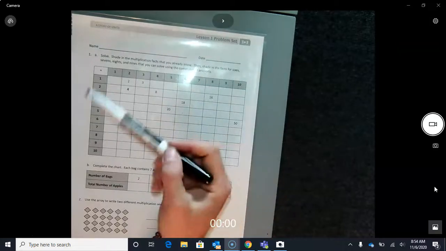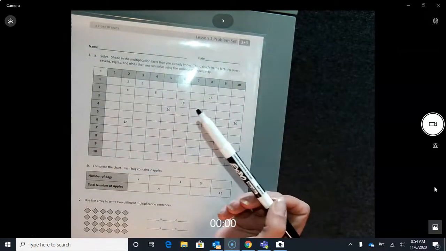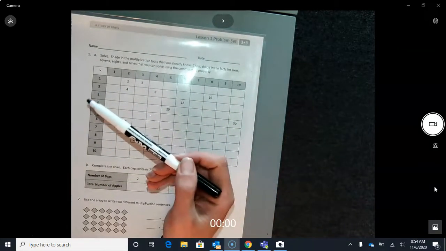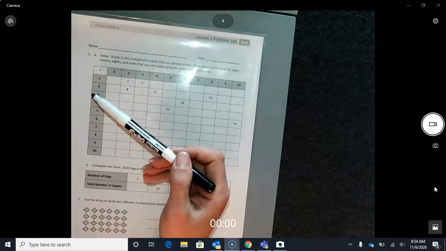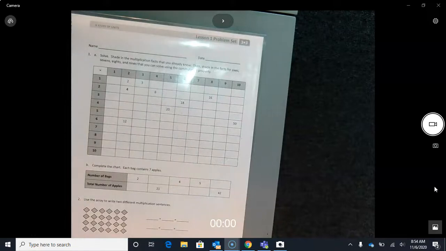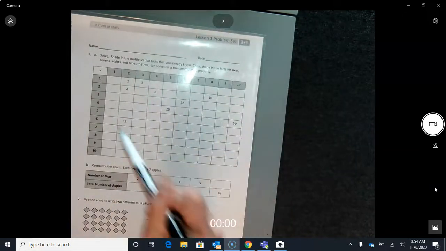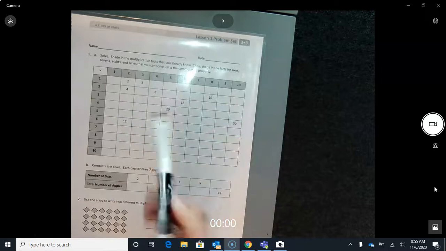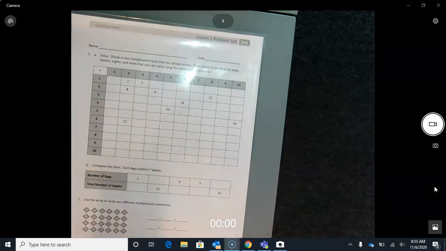So this is called a multiplication chart. And the shaded numbers along the left column and the top are the factors. So those are the ones that multiply together to get an answer. The numbers inside of the chart are the products. Remember, products are the answers to a multiplication equation. So go ahead and take a look at the total number of facts on your multiplication chart.